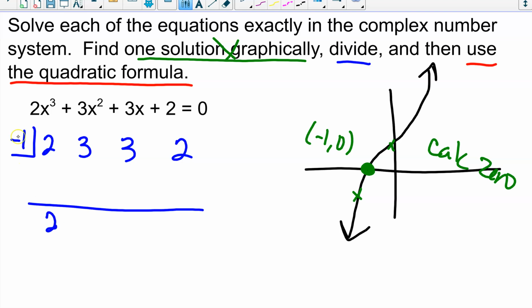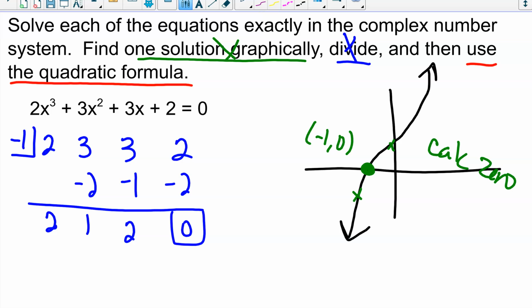Bring down the 2. Negative 1 times 2 is negative 2. Add. Negative 1 and 1 is negative 1. Add. Negative 1 and 2 is negative 2. Add. And you should get a remainder of 0. If you didn't get a remainder of 0, you made a mistake in this number. Okay, so I'm done with the dividing.